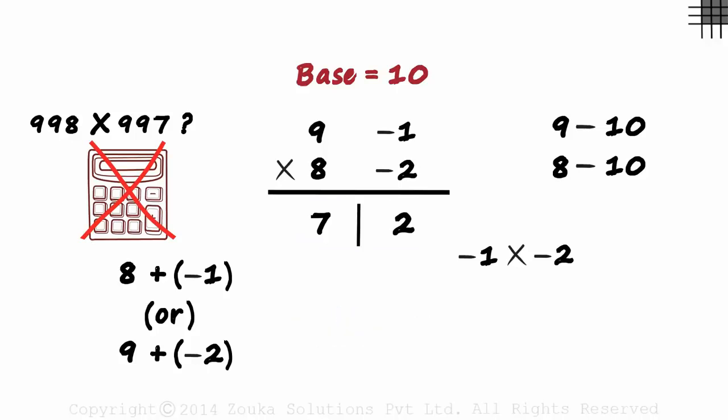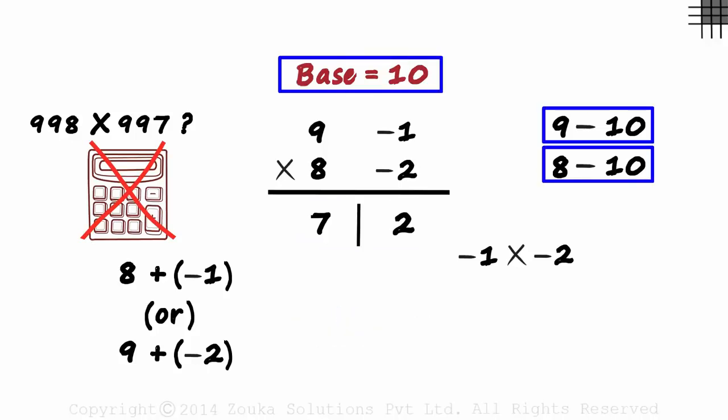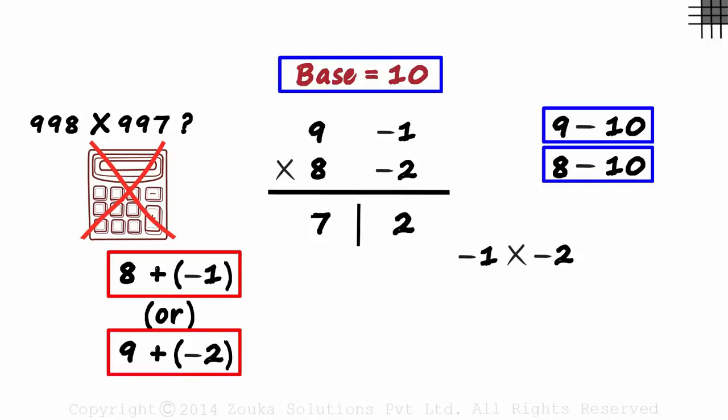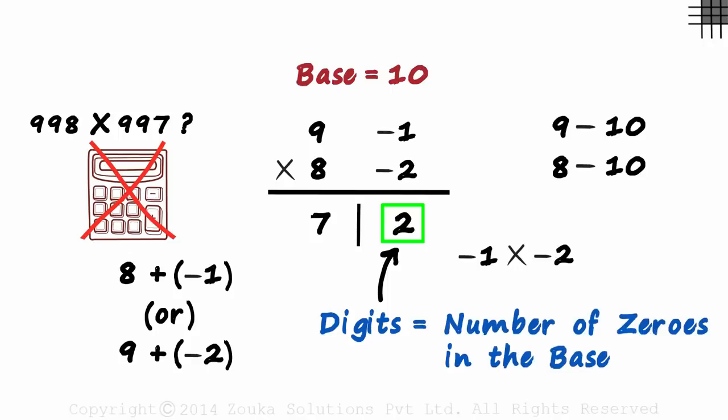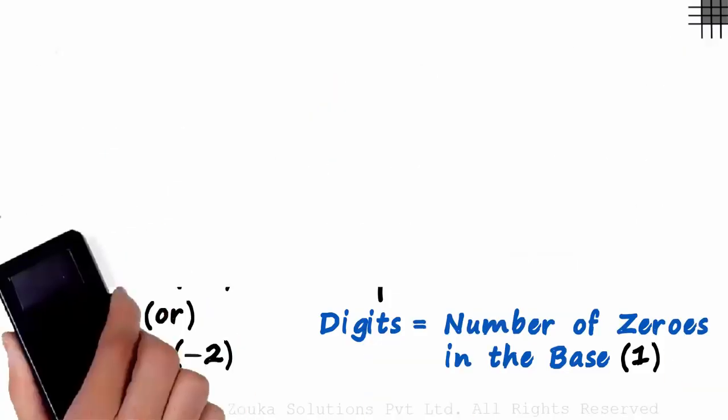The steps are simple. We find the base, then subtract it from each number. Write the sum on the left and the product on the right. Is there anything we need to be careful about here? Yes. On the right, the number of digits should be equal to the number of zeros in the base. Here, the base has 1 zero, so we write just one digit on the right. Don't worry, everybody thinks this is difficult at first. So let's quickly solve a couple of problems and you will see how simple this technique actually is.